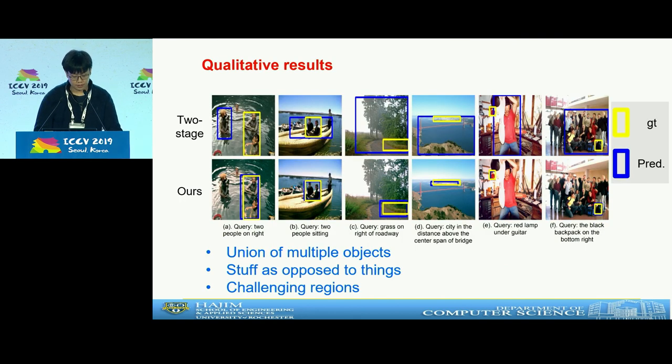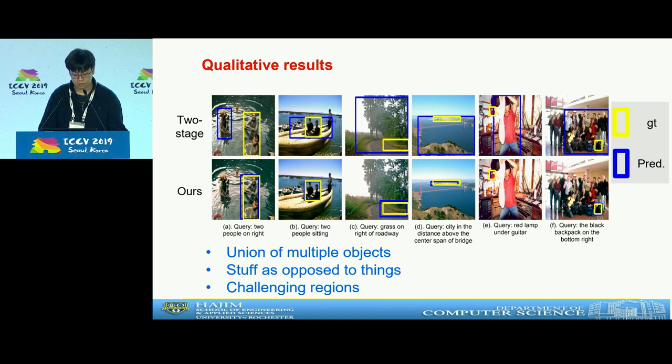We then show qualitative examples where two-stage methods fail while ours succeeds. The blue box is the prediction and the yellow box is the ground truth. We observed three representative categories. First, as shown in the left two columns, two-stage methods frequently fail on queries that refer to the union of multiple objects, such as "two people." Second, as shown in the middle two columns, queries that refer to stuff regions instead of things fail two-stage methods.